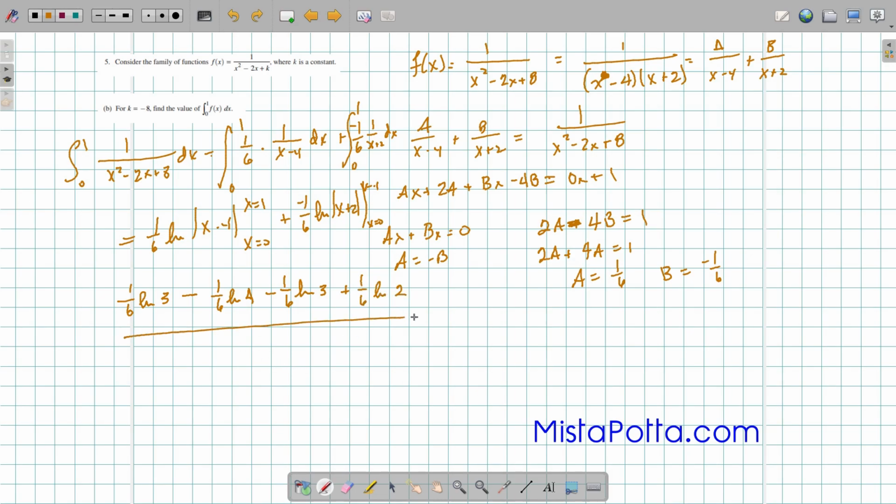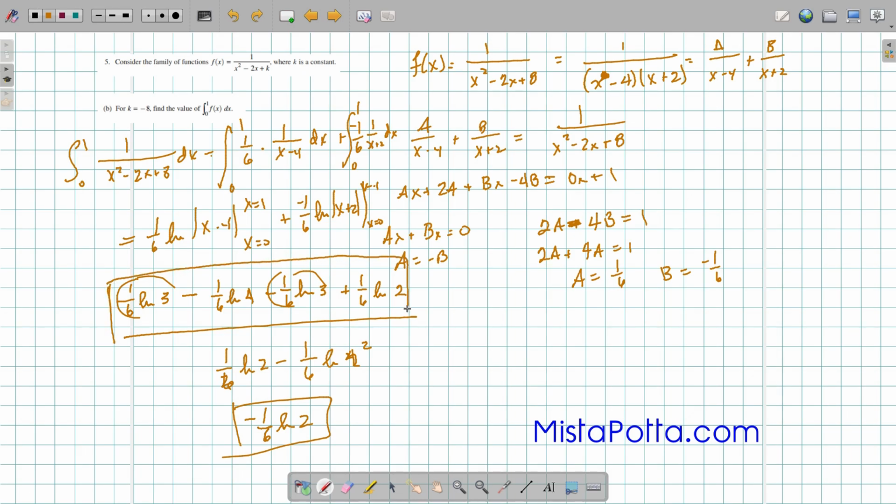And of course, this is a beautiful answer. If you want to, you could eliminate that pair and just end up with 1/6 natural log of 2 minus 1/6 natural log of 4. I could make this 2 squared, bring the 2 on the outside, and end up with negative 1/6 natural log of 2. I'm not going to get any extra points for simplifying my answer as I would from getting this answer here. But if I make any mistakes along the way, I'm going to lose points. So please be careful when you're doing this math.